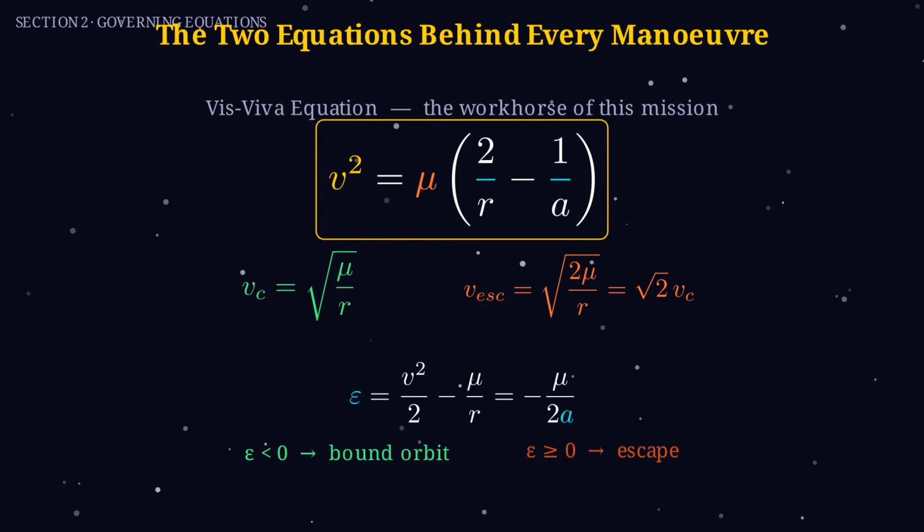Orbital energy epsilon equals v squared over 2 minus mu over r. When epsilon is negative, the orbit is bound. When epsilon is 0 or positive, the spacecraft escapes entirely.